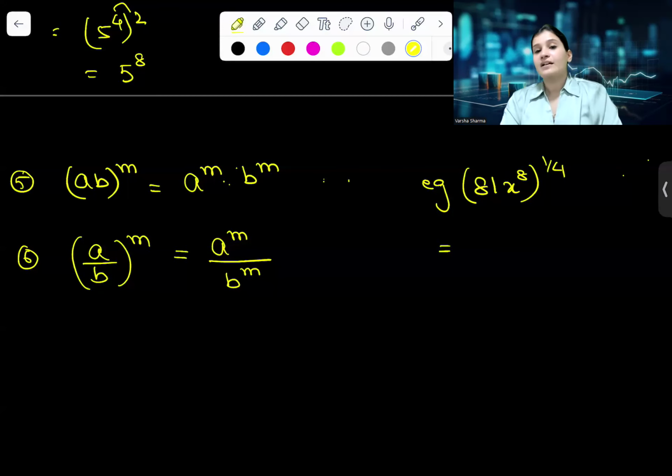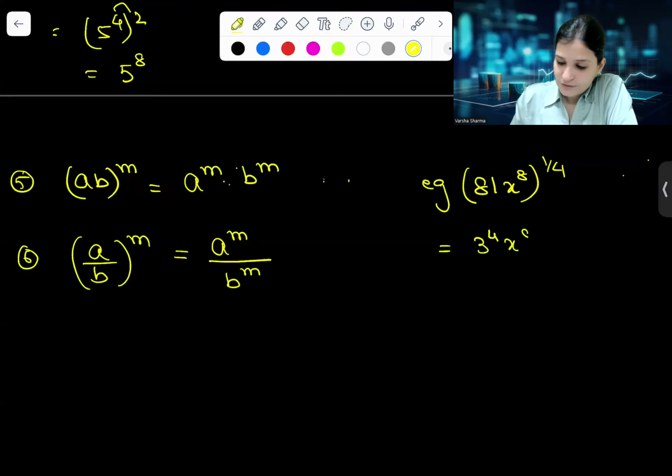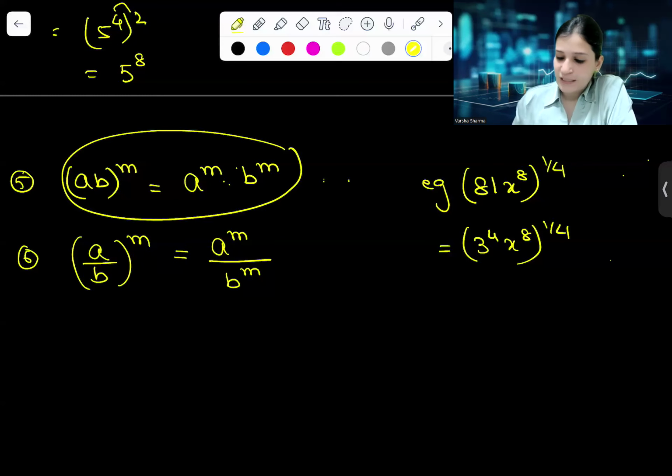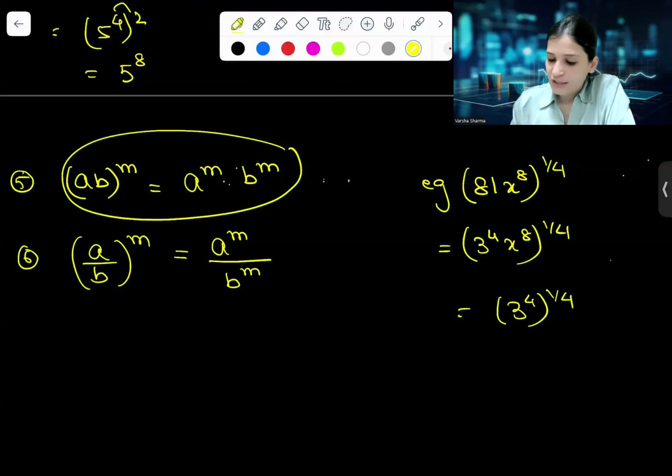Let's try and simplify. First, 81 can be written as 3 to the power 4. Now, if I open the bracket and apply this property, this 1 by 4 will be provided to both the numbers.